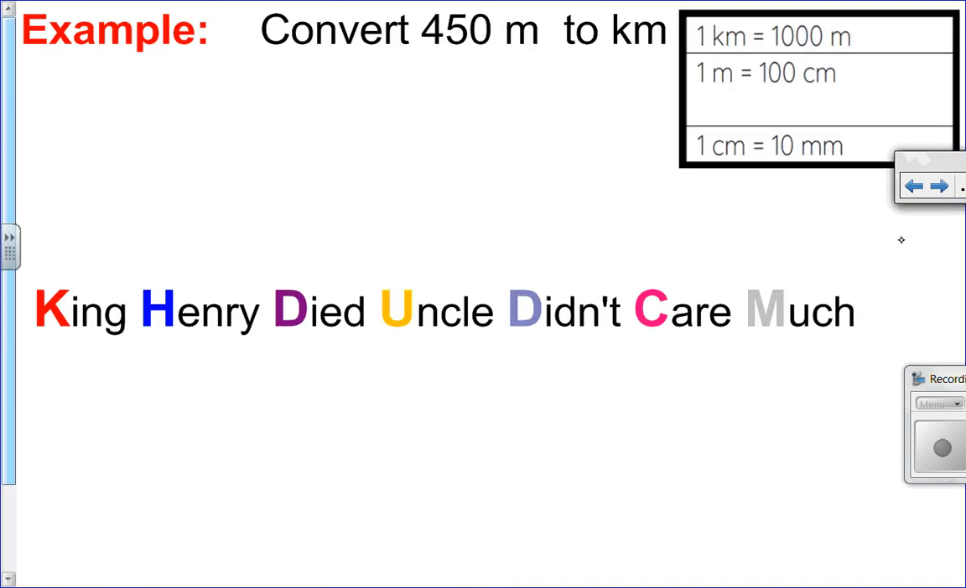So in my first example here, I want to convert 450 meters to kilometers. Now, I can use my conversion statement like I did in the last video, or I can use my little trick here. So I write it out. King Henry died, uncle didn't care much. So I'm converting meters to kilometers. So I know my units are meters, and this is where I'm going to start because I'm going from meters to kilometers. So kilometers stand for the K, and this is where I want to end up.